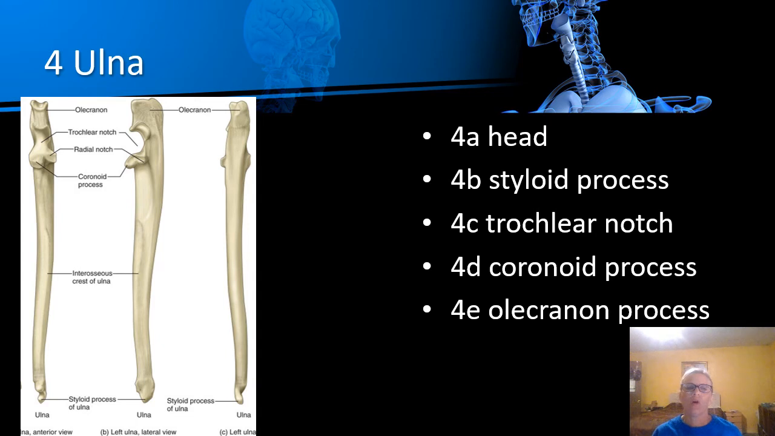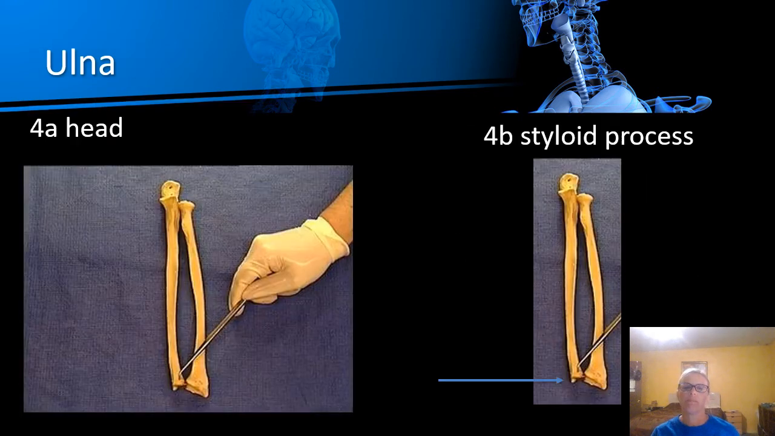All right, so we're going to look at the ulna. We're looking at the arm next. We have the radius and the ulna. So we're going to look at some features here for the ulna. All right, so we have the radius and the ulna.